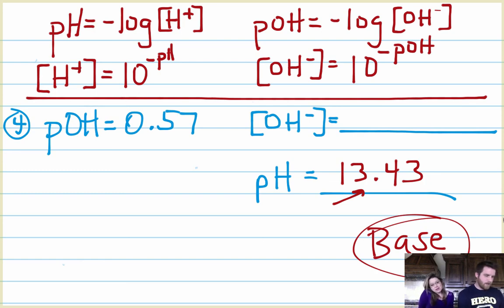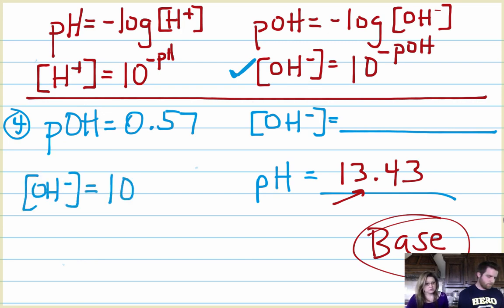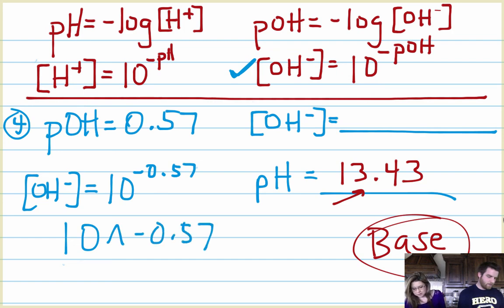So, hydroxide ion concentration. I want that the same way we did the hydrogen ion concentration in the previous problem. So, 10 caret negative 0.57. Again, that's what it's going to look like in your calculator. And that gives you an answer of 2.69 times 10 to the negative 1.